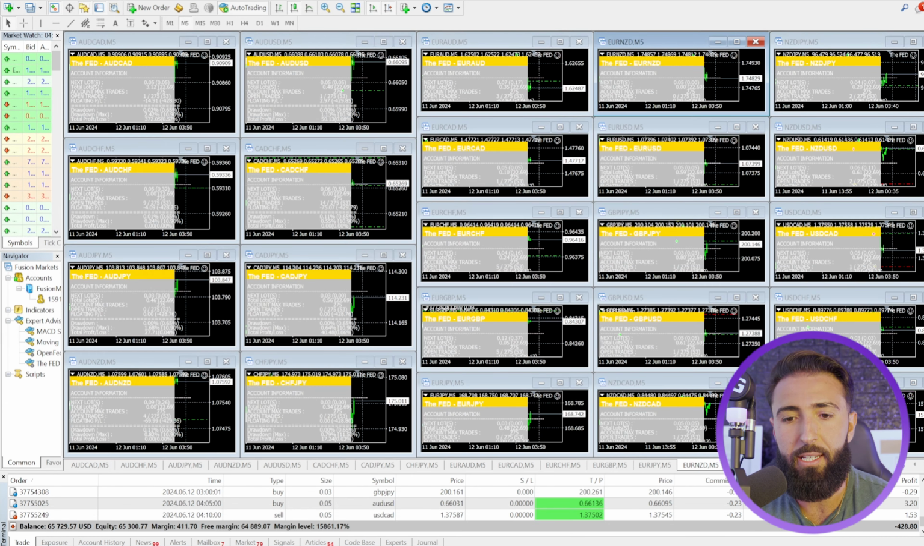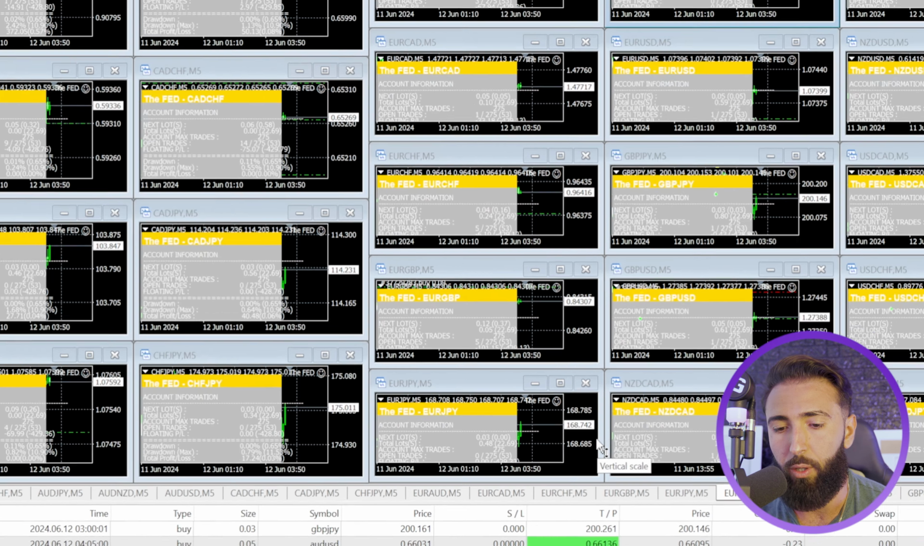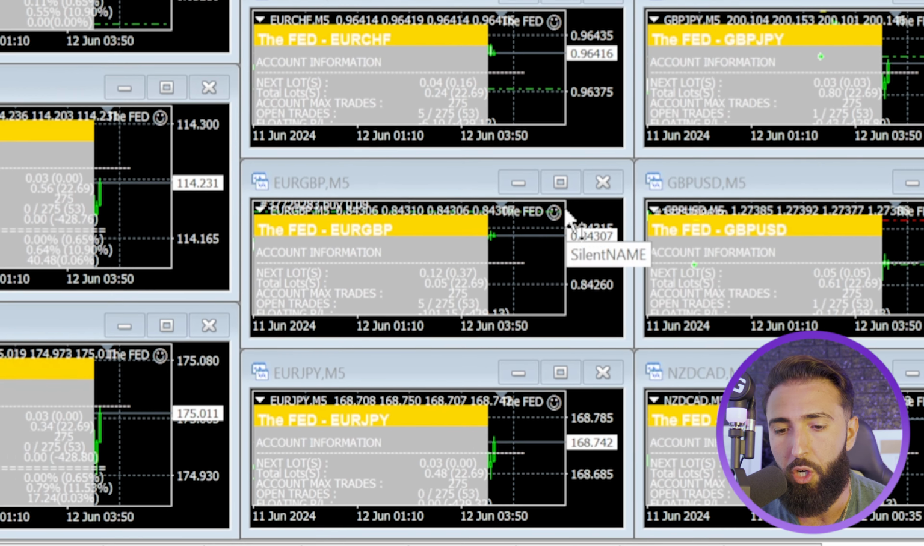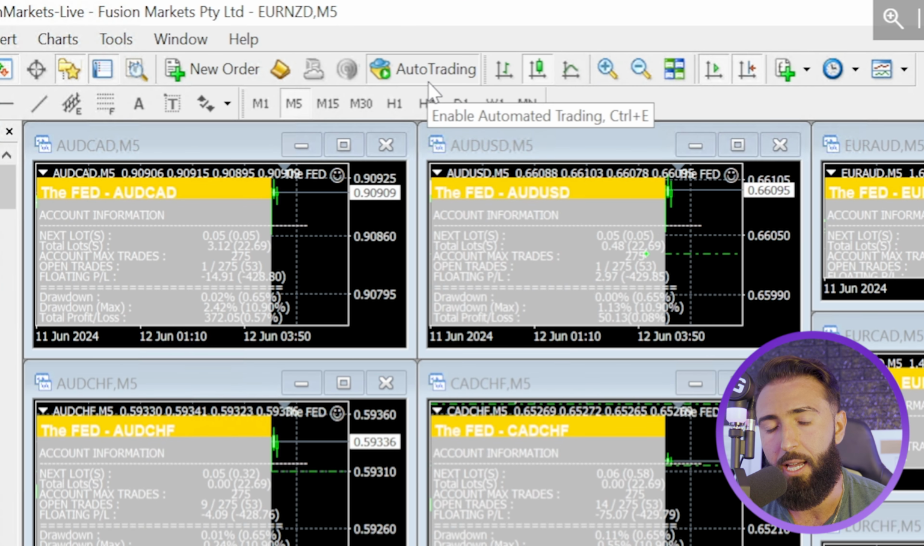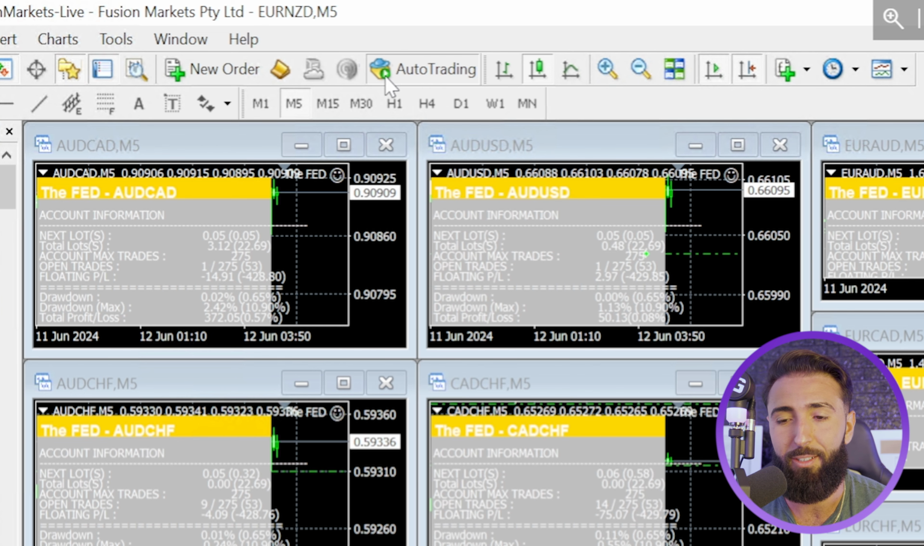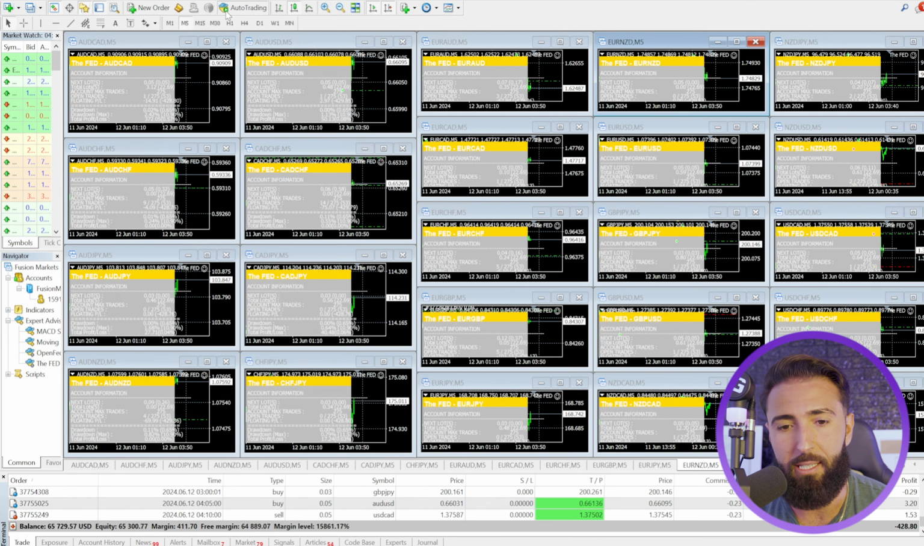Okay, so here is the internals of the software. All the charts here that are showing these little square boxes are all different currency pairs and time frames. And on them is the Fed software. As you can see in the top right corner of all the charts, you see a little Fed and then a smiley face. That means that it's on and it's working. Over here is auto trading. This is how you would turn it on and off. As you can see, mine is a green light, which means go. Green means go, red means no. But anyway, the purpose of this video is not for that.